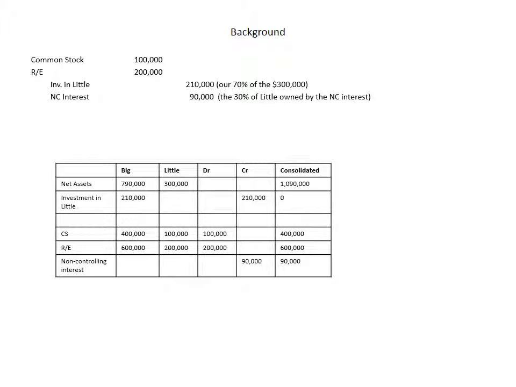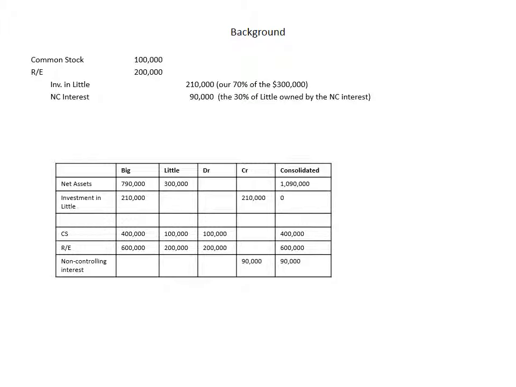Again, net assets adds across: 790,000 plus 300,000 is 1,090,000. The investment in Little account gets canceled out to zero, like it always is. The common stock and retained earnings accounts, again, we eliminate the subsidiary's equity accounts like we always do. We're left with the parent's. And then finally we've got this new equity-like account called non-controlling interest. A longer title would be non-controlling interest in net assets of Little Company, $90,000.